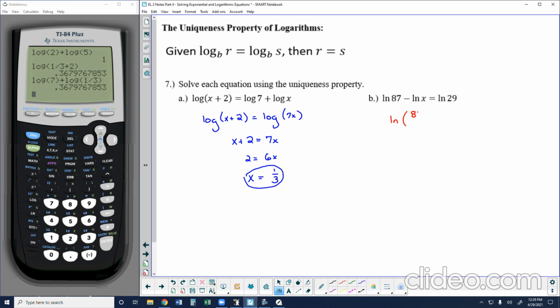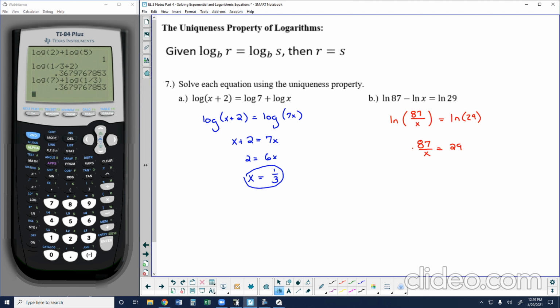So the natural log of 87 minus the natural log of x is equal to the natural log of 87 over x. I can divide the input values. In this case, now I have a natural log on each side that is equal to one another, so their input values must be equal. So 87 over x equals 29.